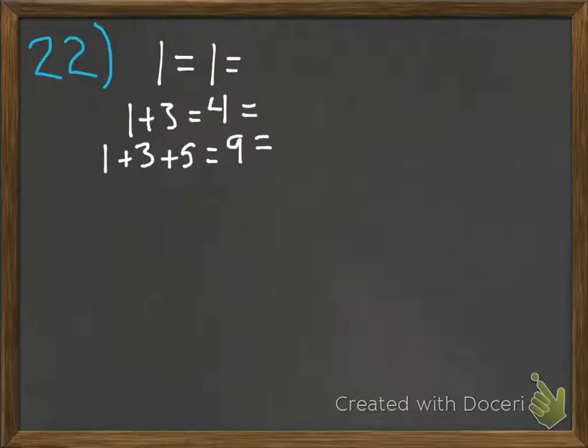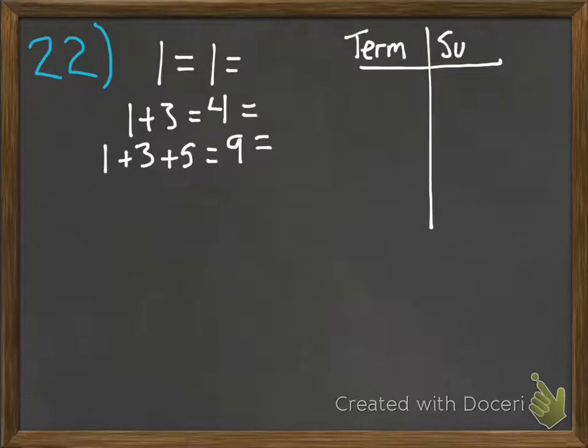Okay, for number 22, I started to remake the table just like the one used for number 19, 20, and 21. So I did 1 equals 1, 1 plus 3 equals 4, 1 plus 3 plus 5 equals 9. And as I'm going through this, what I'm going to do next is start to make a table. With the table, I'm going to have the term and the sum.